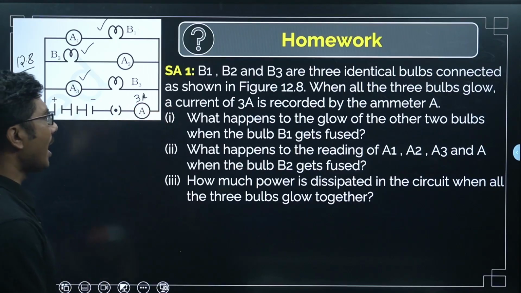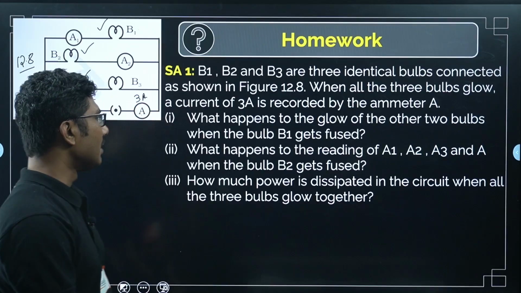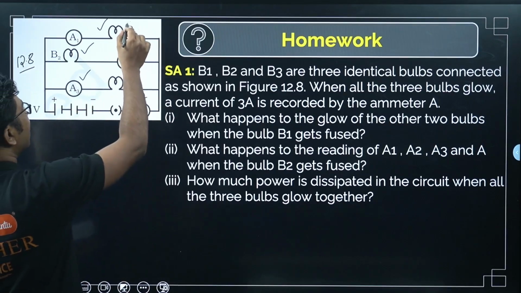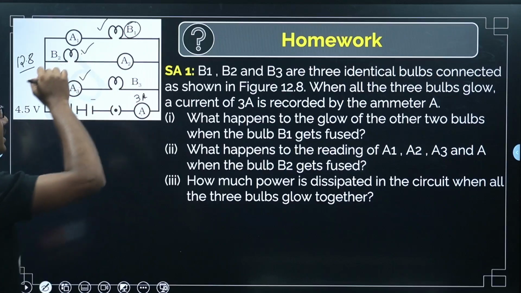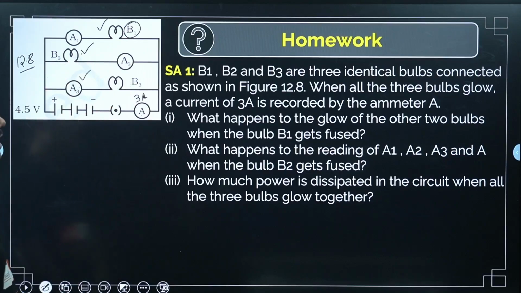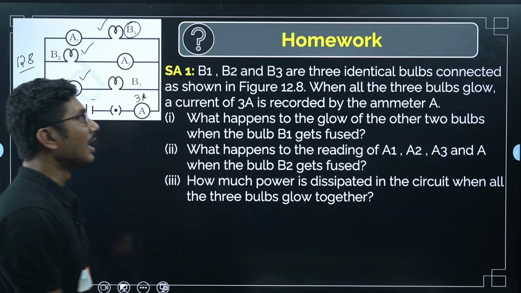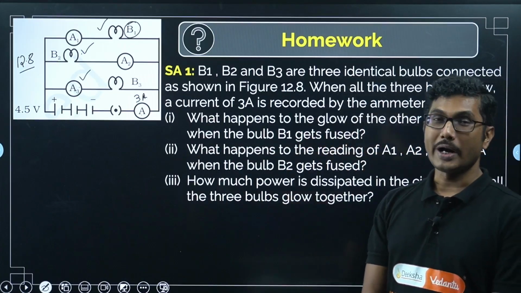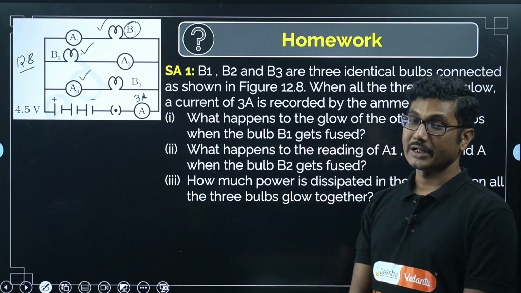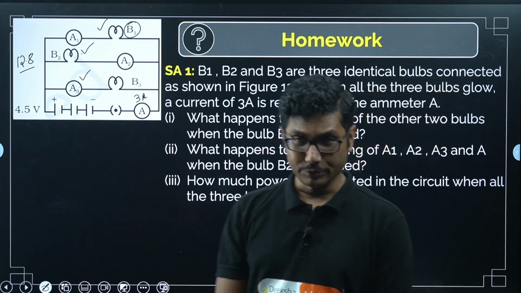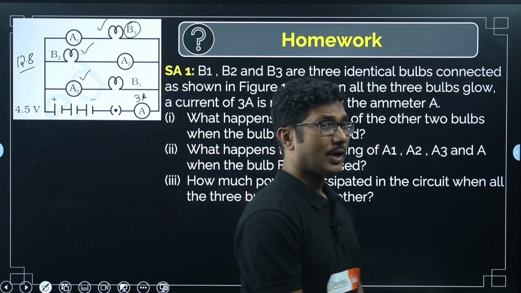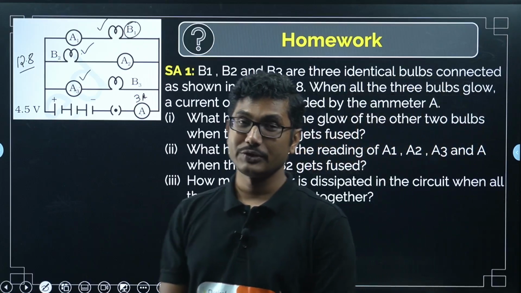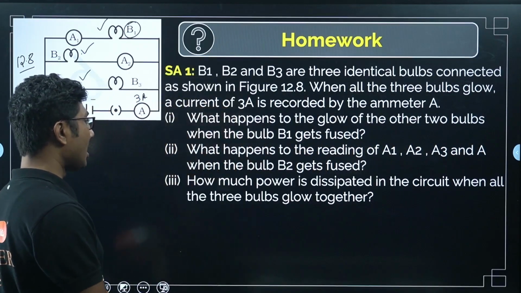Now what happens to the glow of the other two bulbs when the bulb B1 gets fused? Suppose this bulb B1 is fused, then what will happen to these two bulbs? First of all you have to identify what type of connection it is, series connection or parallel connection. Then you should know what happens if the bulbs are connected in series and one bulb is fused, and what will happen if the bulbs are connected in parallel and one bulb is fused. So these are the basic knowledge that you have to apply.